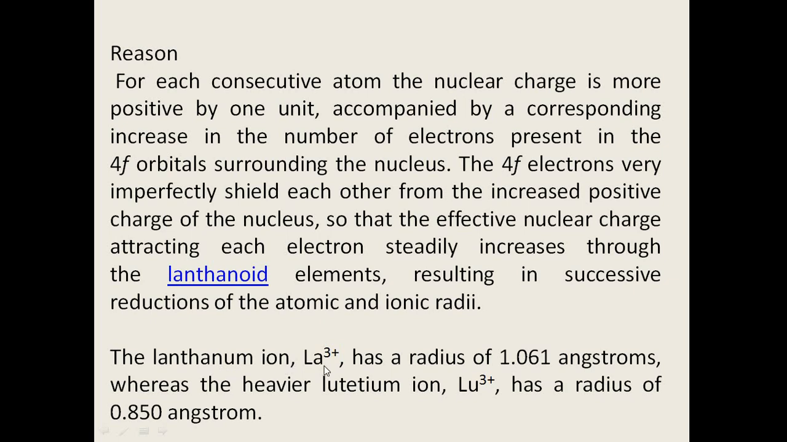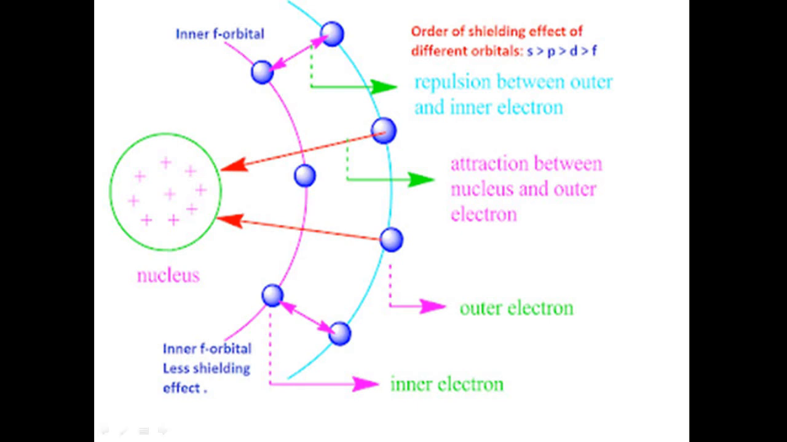The lanthanum ion La3+ has a radius of 1.061, whereas the heavier lutetium ion Lu3+ has a radius of 0.850 angstrom. It clearly indicates a decrease in the atomic radius, and it happens because of the poor shielding effect of the 4f orbital. This figure will put some light on the shielding effect of the f orbital.